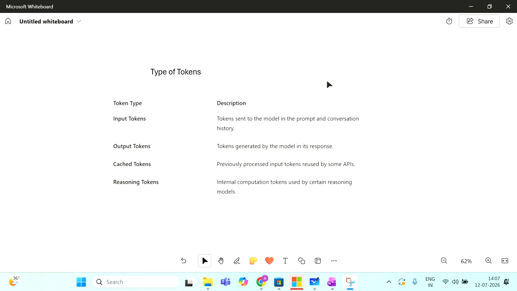And fourth is the reasoning token, for questions which are not very straightforward. If you ask ChatGPT, let's plan my trip or let's plan my holiday, in the background a lot of computational tokens are used for reasoning by the model. We'll see how it generally works, but there are four types of token: input, output, cache, and reasoning.